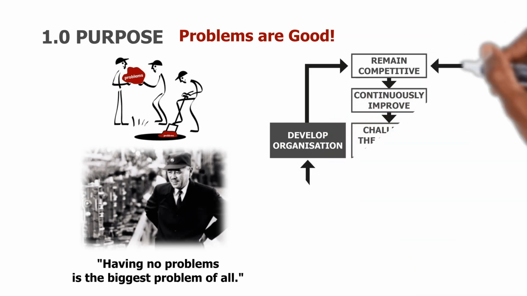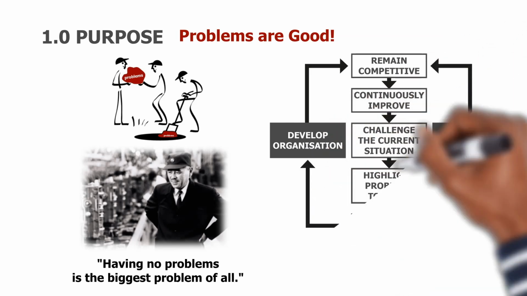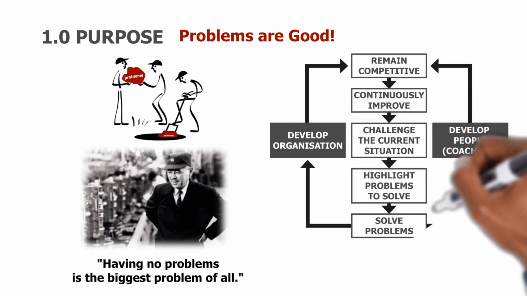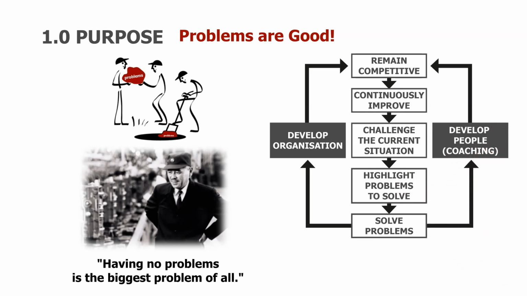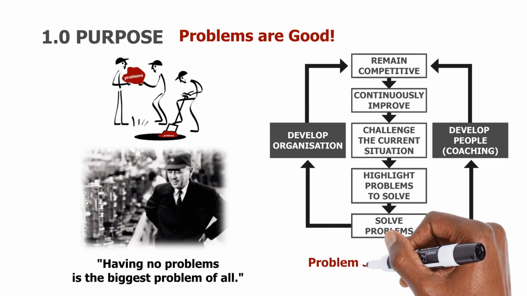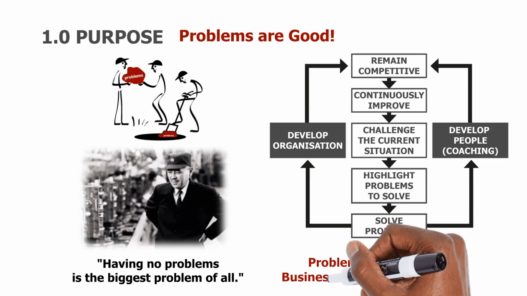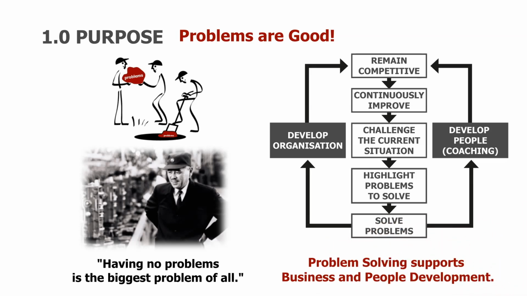Taking a step back, however, and looking at the bigger picture, consider the flowchart on the right. Clearly, as an organisation, we want to remain competitive, which means highlighting and solving those problems. But in doing that, we have 2 big benefits, and they are to develop the organisation, but more importantly, develop the people. And that's why it's so important, as it's supporting people and business development at the same time.